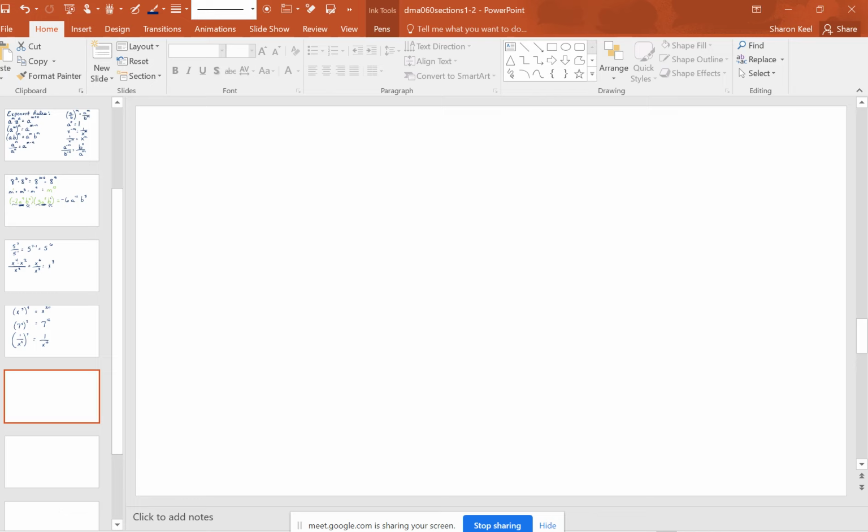Okay. So as we continue, they're just going to complicate it a little bit more. And as we do this, we have x squared, y cubed, all of this is to the 4th. So that means we are going to have, for the x, 2 times 4 is going to give us 8. And for the y, 3 times 4 is going to give us 12.